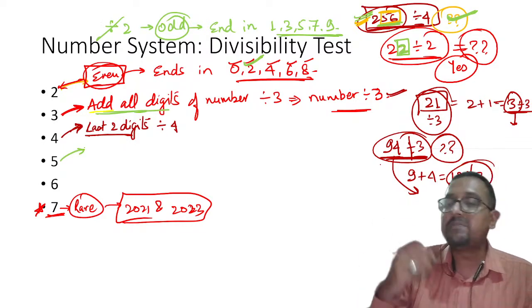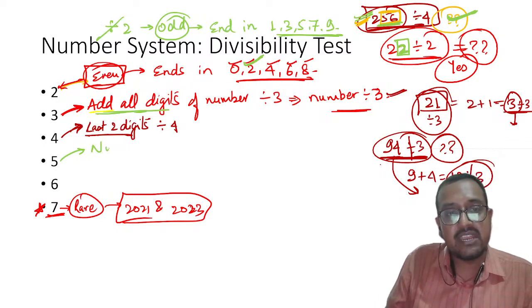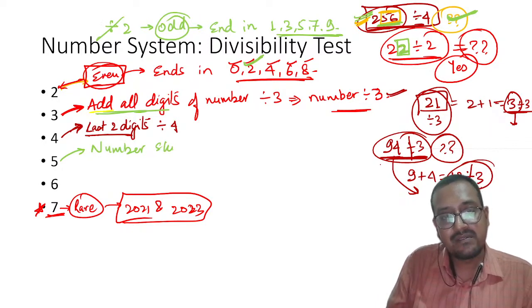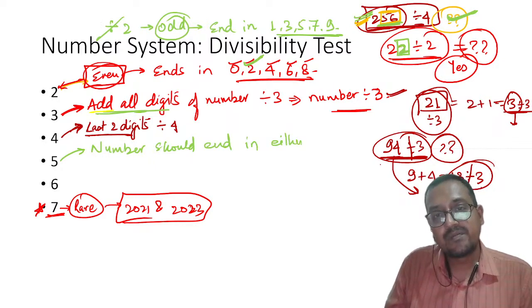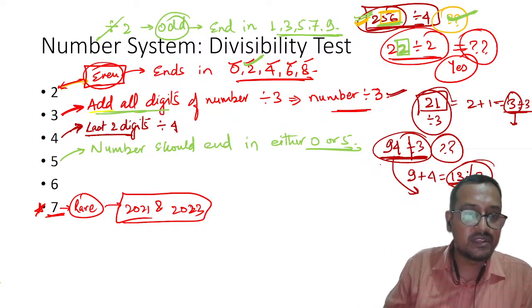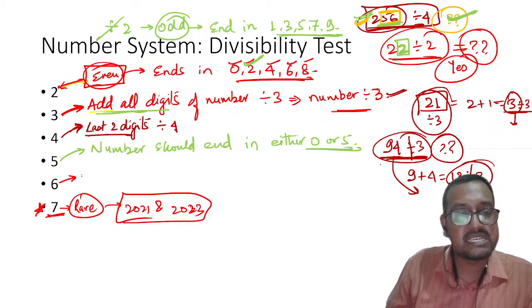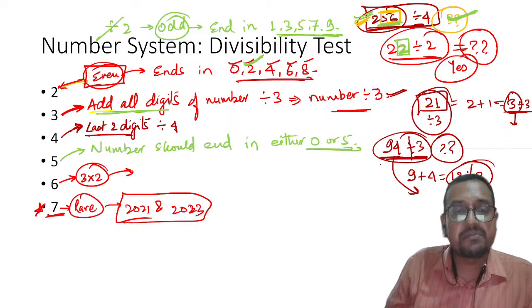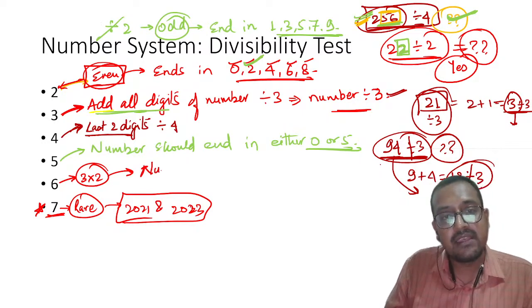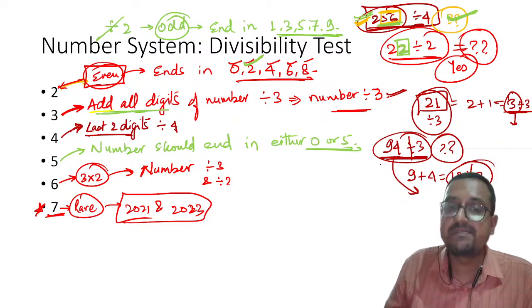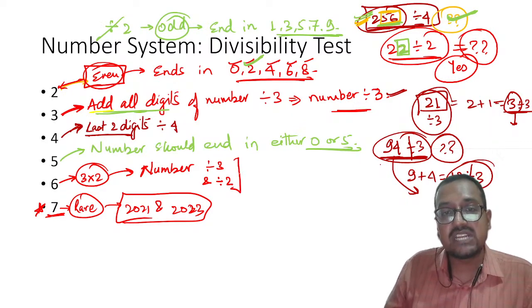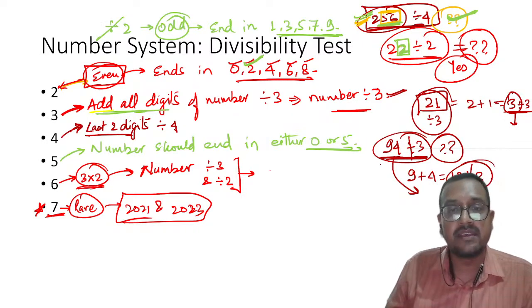Understood? For 5, divisibility test is very simple. Number should end in either 0 or 5. Please remember either 0 or 5. Understood? Then same way 6, the number should be divisible. Please remember 6 is 3 multiplied by 2. So please remember here number should be divisible by 3 and also divisible by 2. If both the conditions will be satisfied, then number will definitely be divisible by 6.